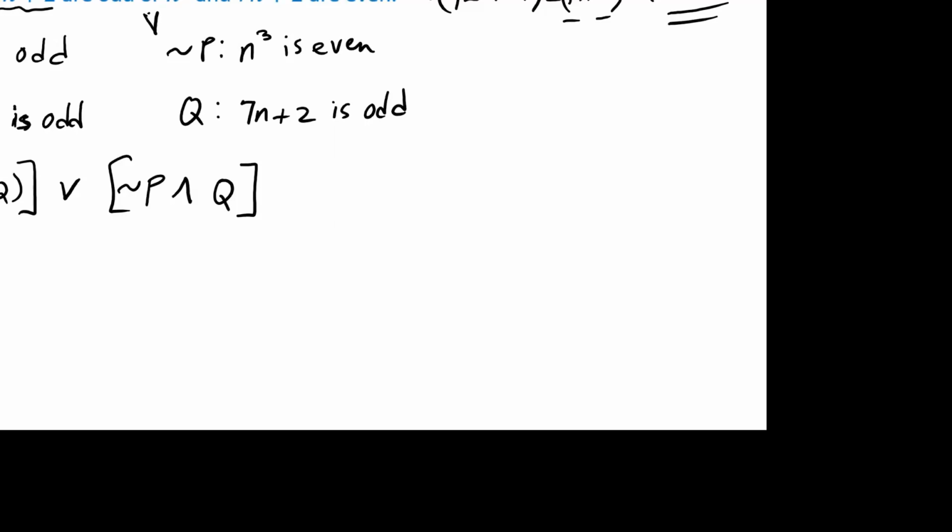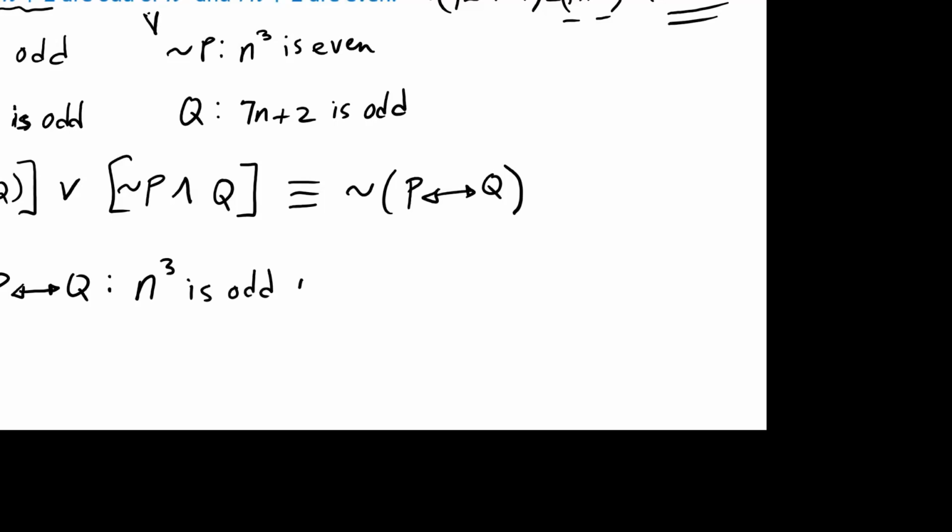Well, so what would our original statement be? Because obviously this is the negation. This is equivalent to not (P if and only if Q). Well, what would my original statement be? P if and only if Q is the statement n cubed is odd if and only if 7n plus 2 is odd.